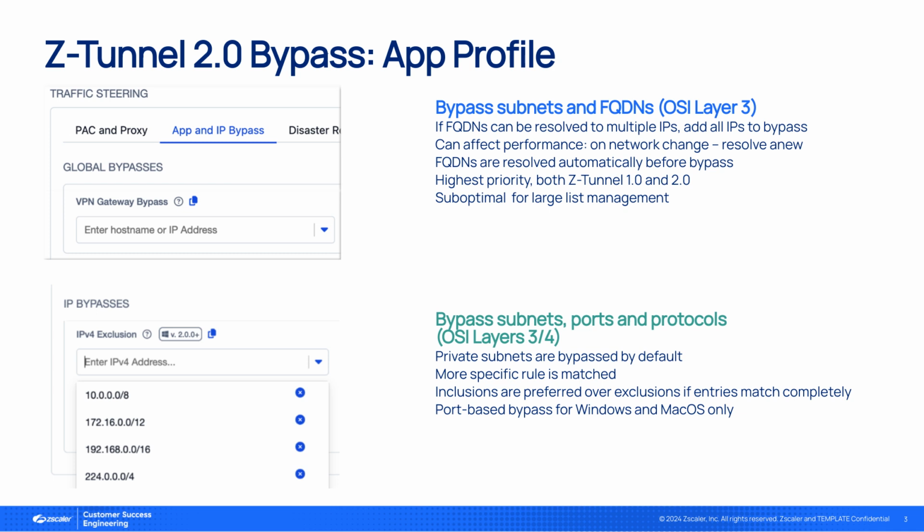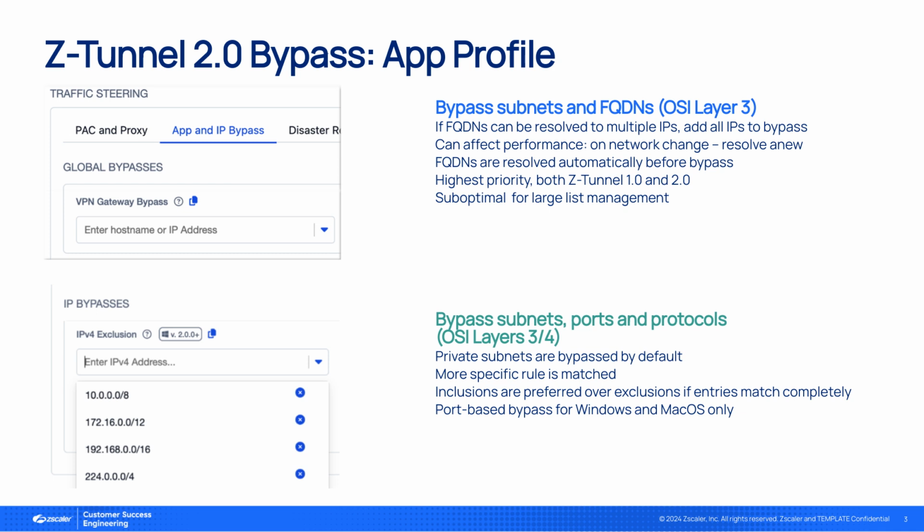As mentioned previously, one of the advantages of zTunnel 2 is that it allows you to more easily configure much more robust traffic bypasses in cases where this is needed. Via the app profile settings, you can configure bypasses in multiple different ways. First, you can create global FQDN and IP bypasses.